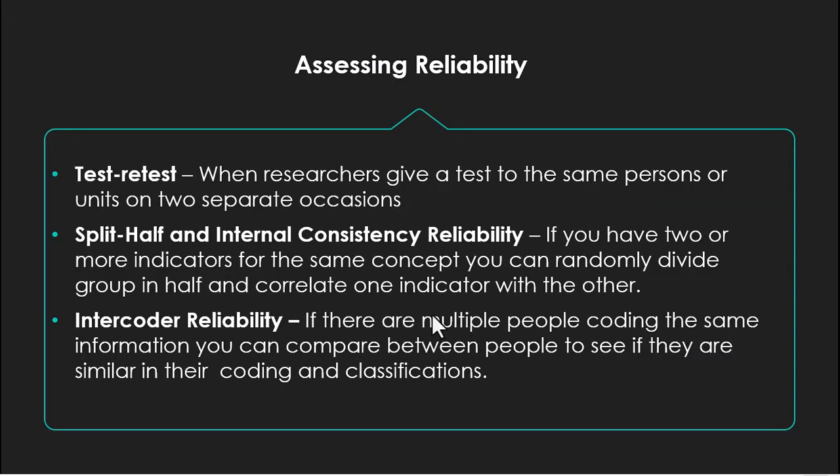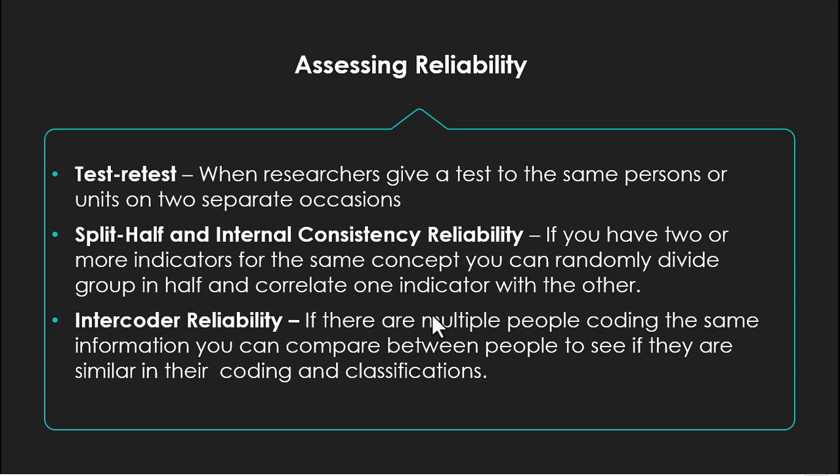So let's talk about how we can assess the reliability of our indicators. The first way we can assess reliability is through a test-retest. This is when researchers give a test or a measurement to the same persons or units on two separate occasions. So let's say, for example, you take a COVID test and you get a result. If you were then to immediately take another COVID test, you should, if the COVID test is a reliable indicator of whether or not you have COVID, get the same test result. This is the test-retest.